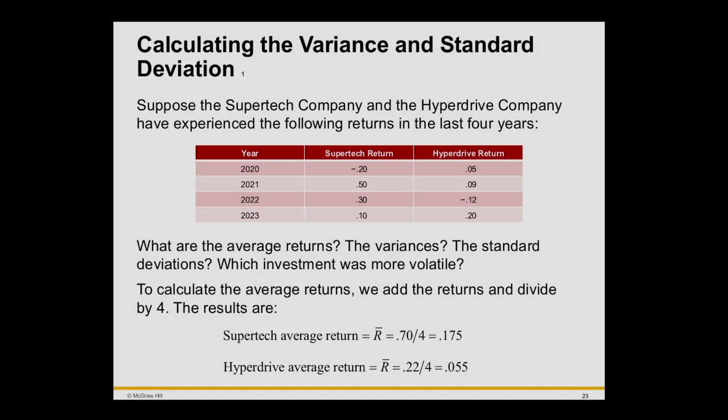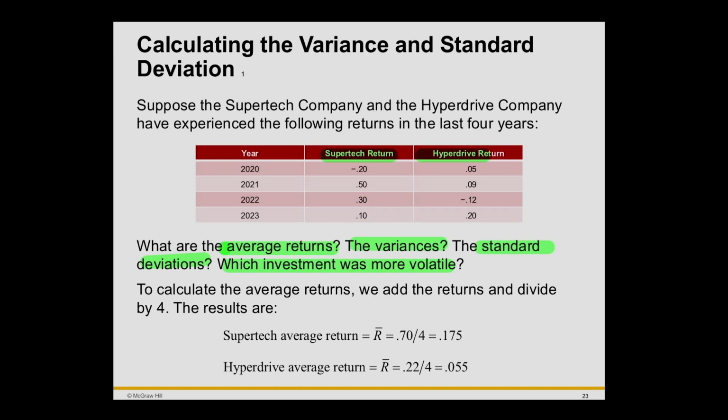Here's another example of calculating first an average and then a variance. So we've got two companies. We've got SuperTech and we've got Hyperdrive Return. First, we're going to calculate the average, then the variances, take the square root of that to get the standard deviation, and then try to determine from that which of these two stocks is riskier.